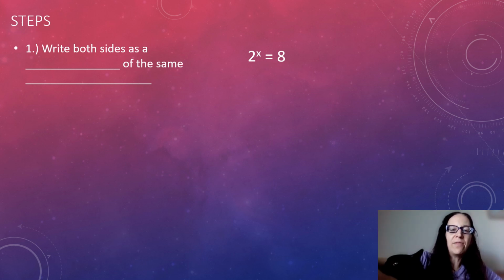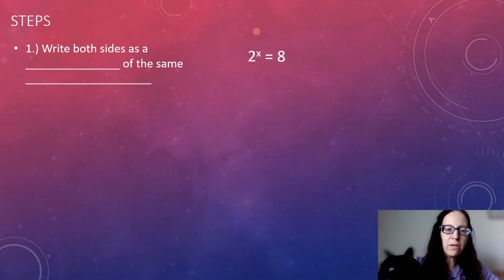So suppose we have this exponential equation right here, 2 to the x equals 8. The reason I know it is an exponential equation is because I have the variable in the exponent.